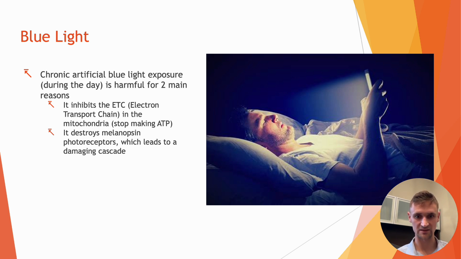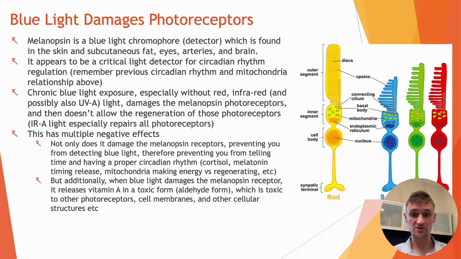The first is that it disrupts the electron transport chain in the mitochondria, which is the process that essentially makes ATP. So you stop mitochondrial production of ATP. And then secondly, it destroys the melanopsin photoreceptors, which I actually already talked about a little bit earlier, which leads to a damaging cascade, which I'm about to go over. So this is something that Dr. Kruse talks a lot about and is really important to understand.